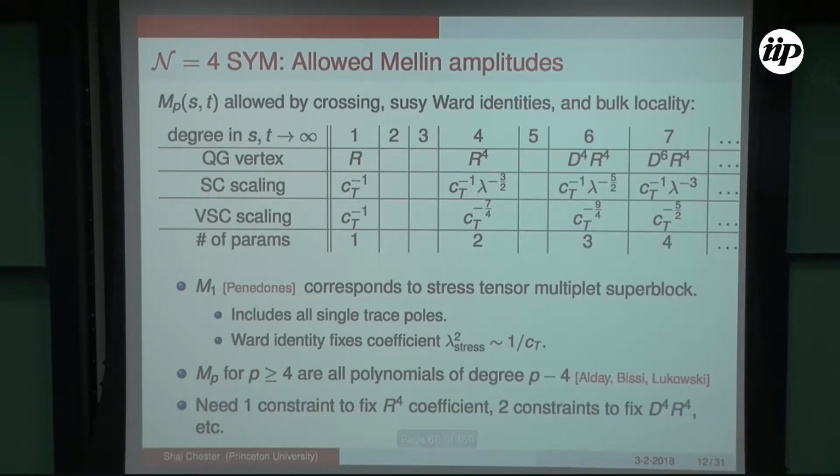So in particular, we're going to need one constraint to fix the R to the 4 term. We would need two constraints to fix D to the 4 R to the 4, et cetera. Three constraints for D to the 6 R to the 4.